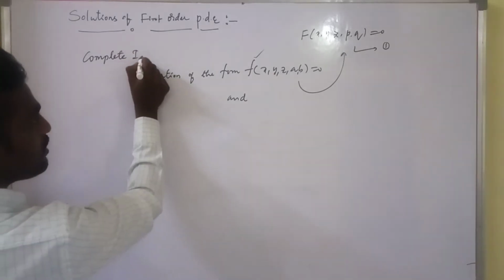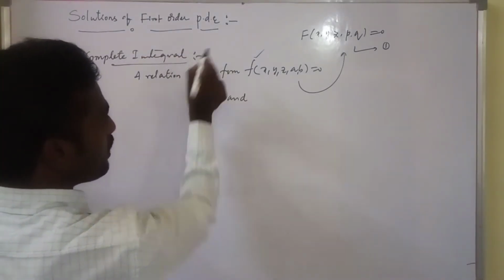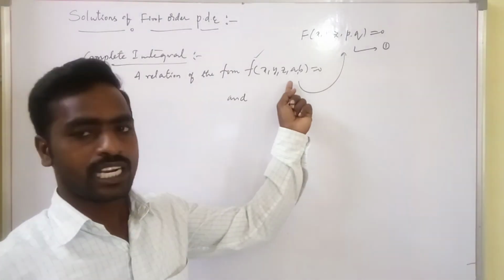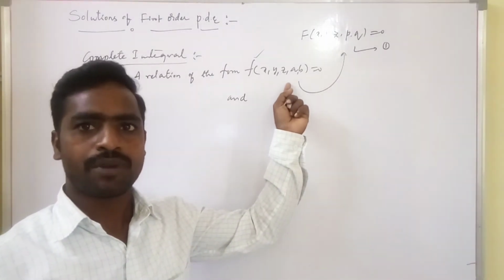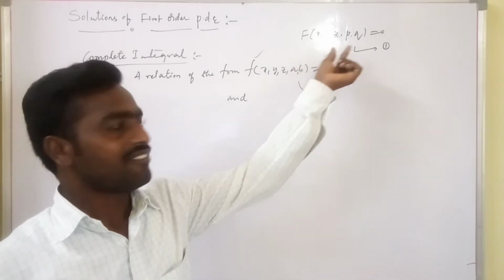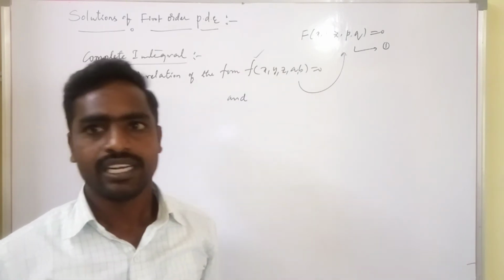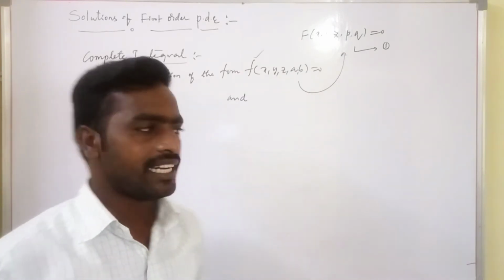Complete integral means a relation f(x, y, z, a, b) = 0, where a and b are arbitrary constants, that satisfies the differential equation. Then this relation is called the complete integral. Next, the general integral.